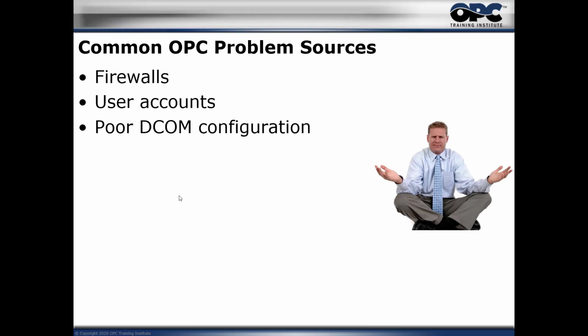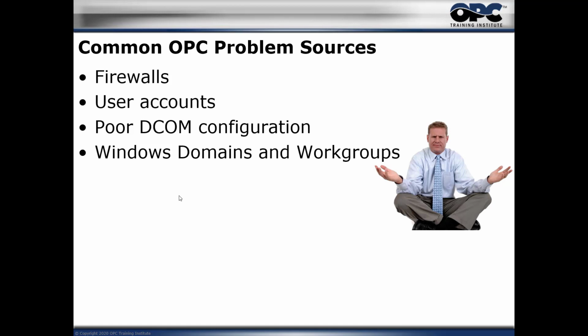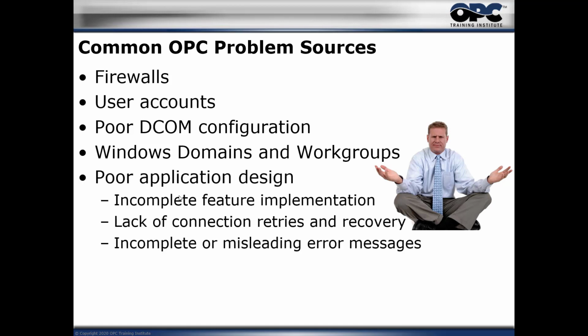Poor DCOM configuration. When the applications aren't configured for DCOM, either by IT or by the programmers, there is going to be a problem. And of course, communication across Windows domains and workgroups. Usually DCOM works very, very well when you're on one domain. But the problems occur when we're going from a domain to a workgroup, or between two different domains or from different workgroups. That's when we start to have problems with authorization and authentication.